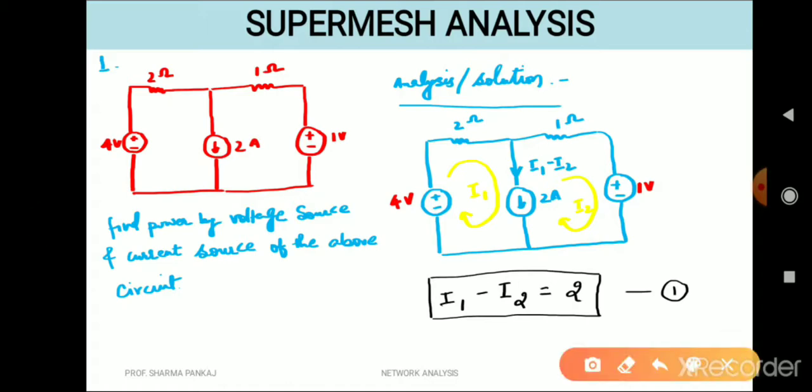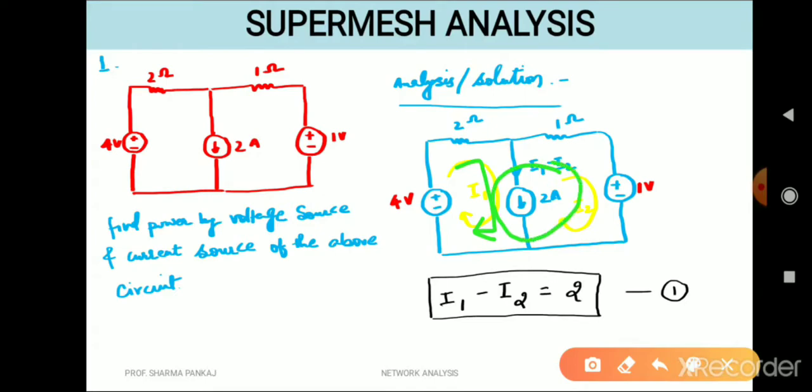This is your redraw of the circuit diagram. We have considered loop 1, with current I1 flowing. This is your loop 2, with current I2 flowing. This is your I2 current and this is your I1 current. Now see this, the direction of I1 is in the direction of this current source.